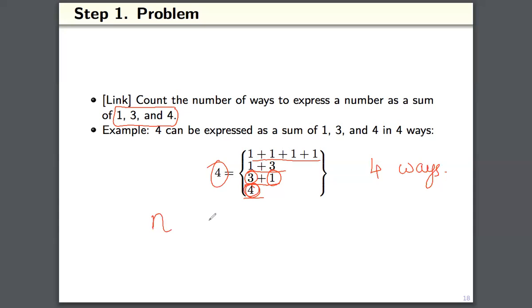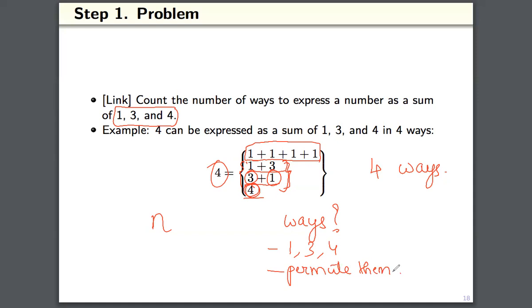Similarly, given n, how many ways are there? You should only make use of 1, 3, and 4, and you can permute them. Look at this: 1 plus 3, 3 plus 1. You can permute them. Can you permute 1 plus 1 plus 1 plus 1? No, they are the same numbers. If the numbers are different, then you can permute them. So how do you count this?